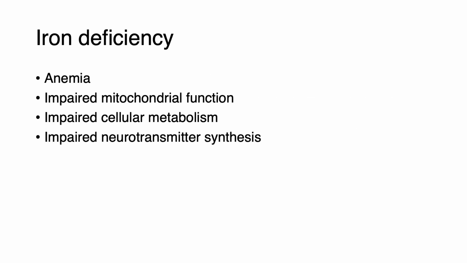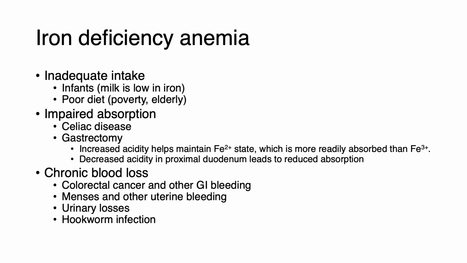Often the first sign of iron deficiency is the anemia, but iron deficiency causes other problems too, including impaired mitochondrial function, cellular metabolism, and neurotransmitter synthesis. So symptoms of iron deficiency may be present even before someone has anemia, including fatigue. So the major causes of iron deficiency anemia are going to be inadequate intake, impaired absorption, and chronic blood loss. And so inadequate intake can be like a baby who's just drinking too much milk, which is low in iron and also impairs iron absorption, or poor diet in someone who's elderly or impoverished.